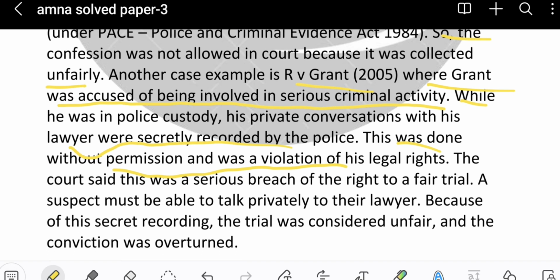The court said this was a serious breach of the right to a fair trial. A suspect must be able to talk privately to their lawyers. Because of this secret recording, the trial was considered unfair and the conviction was overturned.